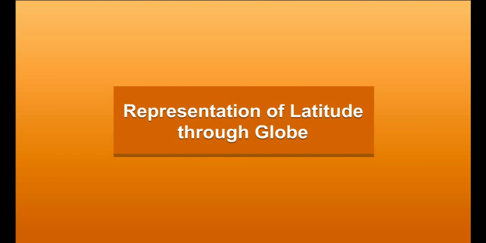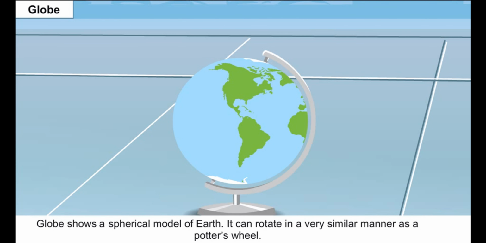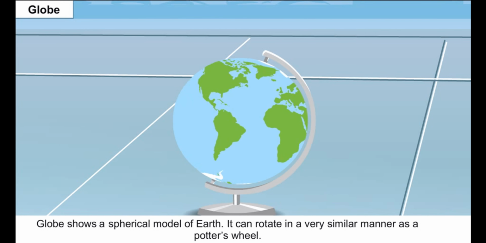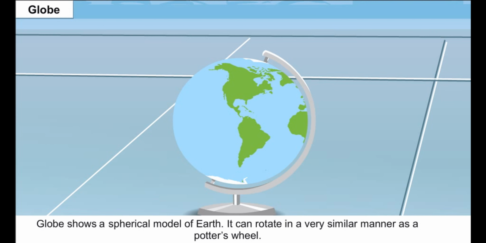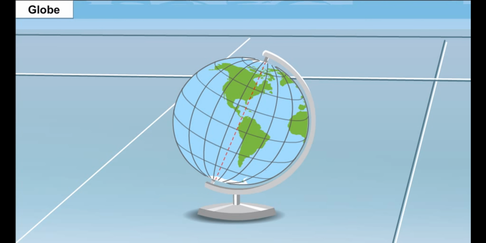Representation of latitude through globe. Globe. Globe shows a spherical model of Earth. It can rotate in a very similar manner as a potter's wheel. To locate specific places, we use certain points of references or lines.